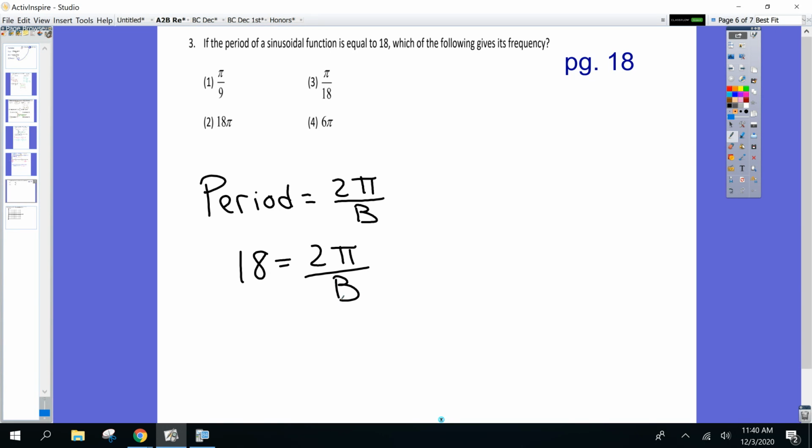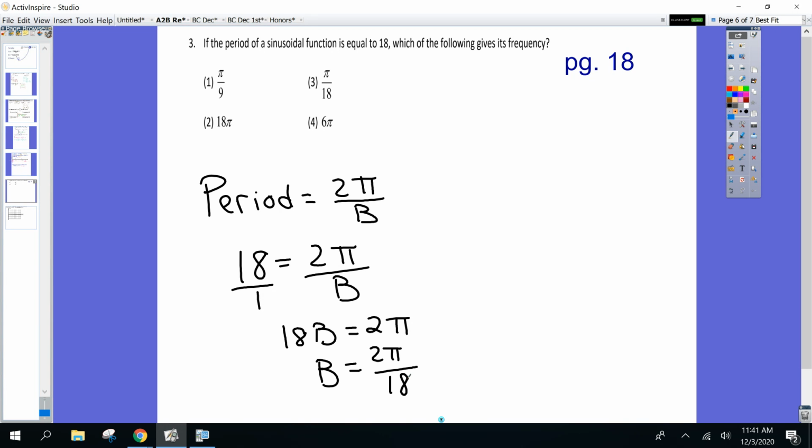Liz, any thoughts on how I can get b by itself to solve it for b? Cross multiply. Great job, Liz. Yes, I could put the 18 over 1. She's absolutely right. We can cross multiply. So I can say 18b equals 2 pi, and then divide both sides by 18. So b, my frequency, is 2 pi over 18.